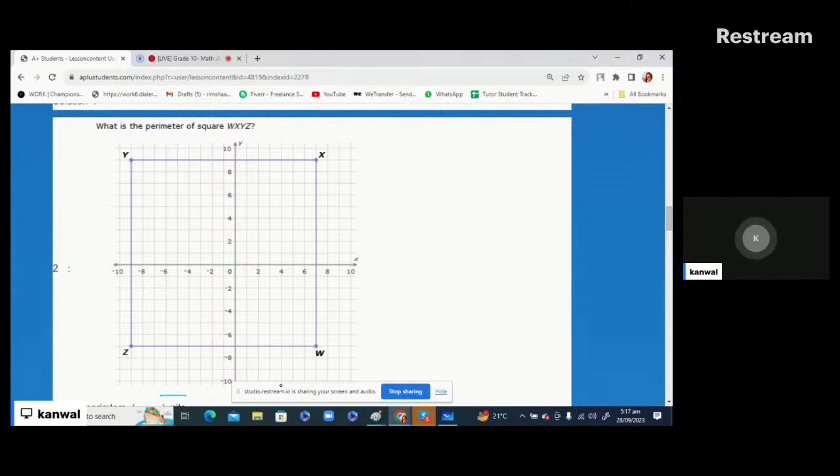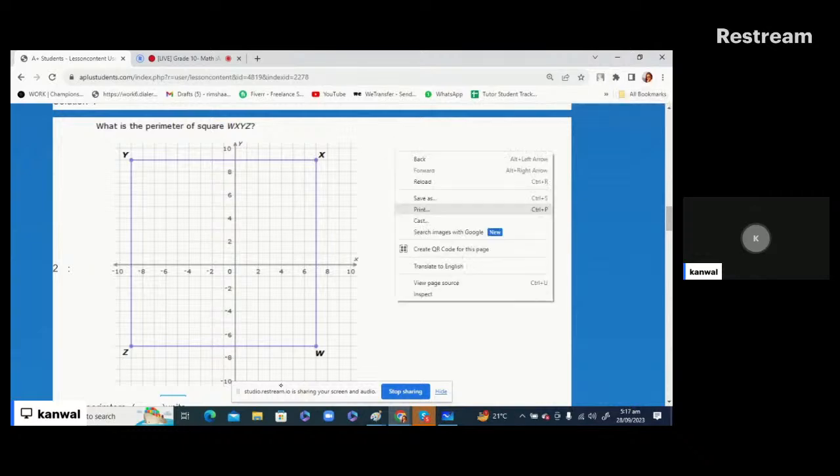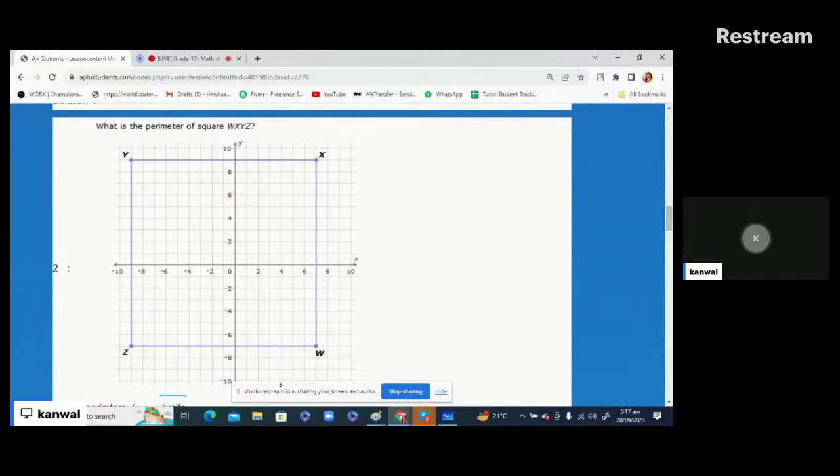Now what's the point for this one for the y? Okay, so look at this y point. First check the x-axis. The x-axis is on negative 9 and now check the y-axis. This is positive 9. So negative 9 and positive 9. Okay, minus 9 and plus 9 for that.